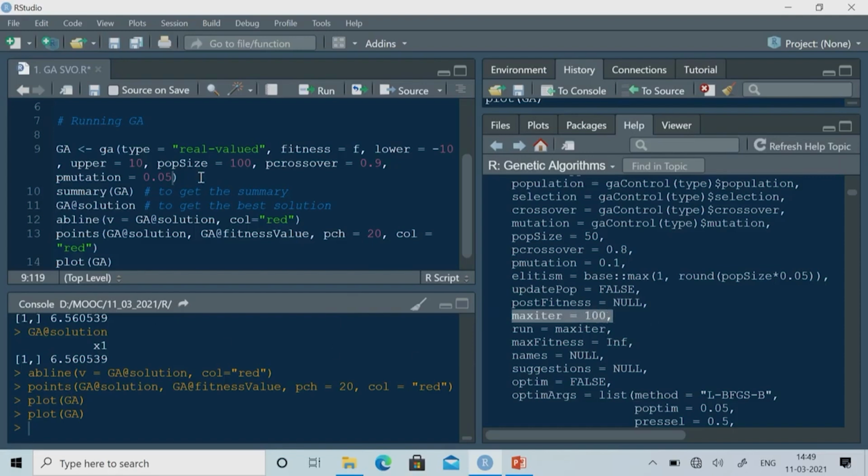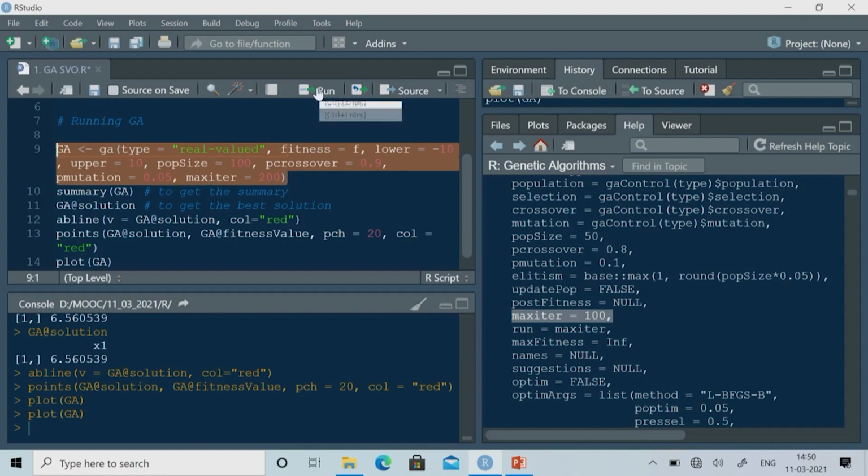This is the mutation probability I am defining, and maximum iteration is 100 by default value. But if you want to change it, you can change it. So, I can define that maximum iteration is suppose 200 now. You can also define the other parameters. So, let us run it. Now the parameters are population size of 100, crossover probability is 0.9, mutation probability is 0.05, and maximum iteration is 200. I am just running it again.